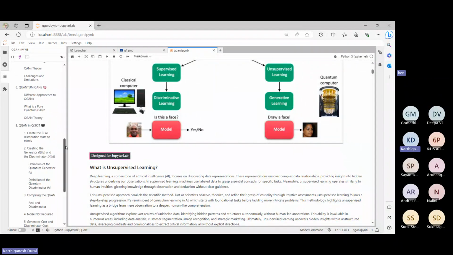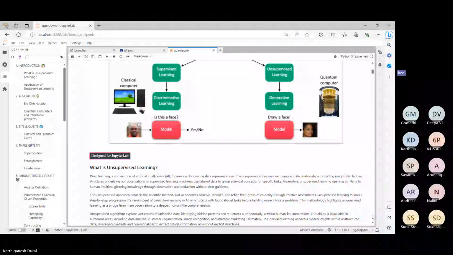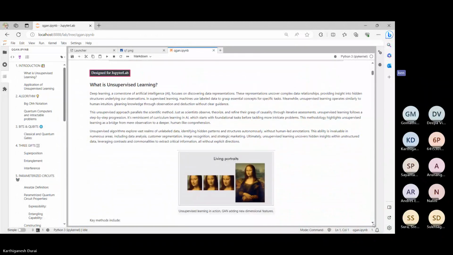Okay, this is great. So let's get back to unsupervised learning. What is unsupervised learning? In a clear and concise form, unsupervised learning is learning from unlabeled data without explicit supervision. Unsupervised learning operates similarly to how human intuition works: knowledge from observations and deduction, without clear guidance. It's like you're going in blind. What process would I use, right? And this is similar to how a child would learn.